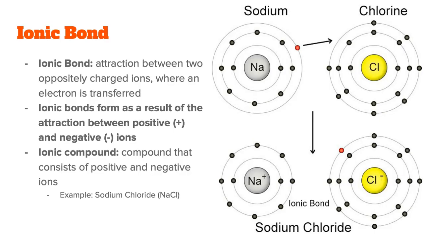And so this attraction between oppositely charged ions is called an ionic bond. In an ionic bond, electrons are transferred from one atom to another instead of shared. We'll talk about what shared means later. And so the resulting positive and negative ions stick together due to electrostatic attraction.